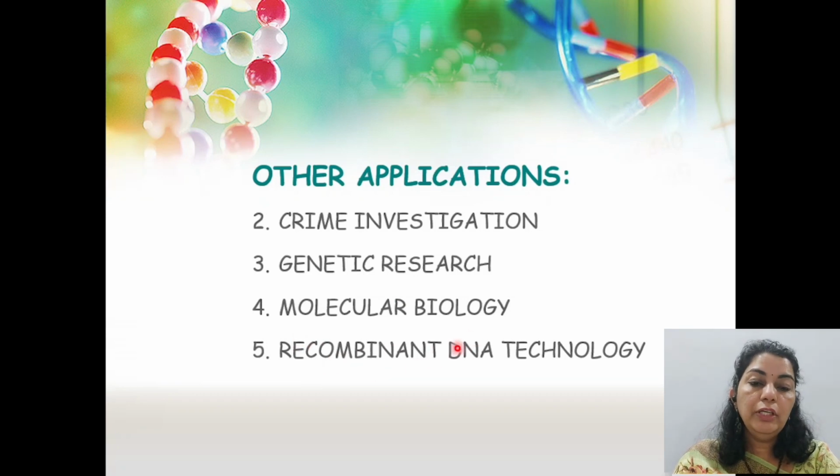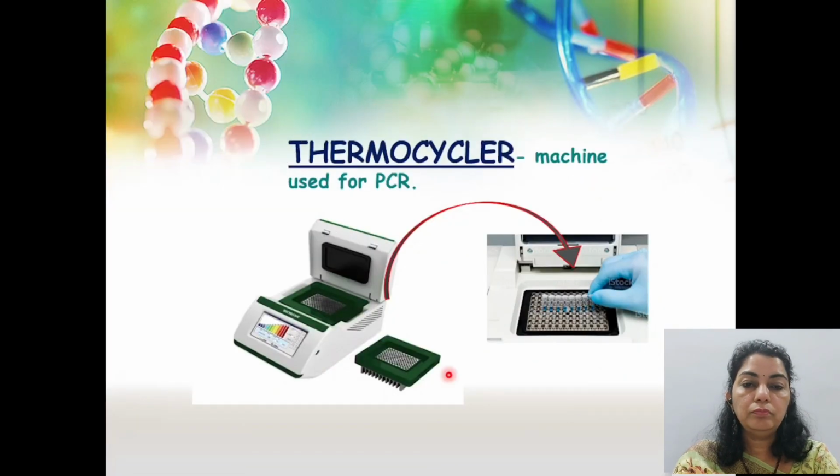In this video, we will be focusing on recombinant DNA technology. PCR is carried out in a machine known as a thermocycler. The name itself suggests: thermo means related to temperature, cycler means it is repeating or varying the temperature. In this, there is a fixed program where we can vary the temperature and amplify the gene of interest multiple times.